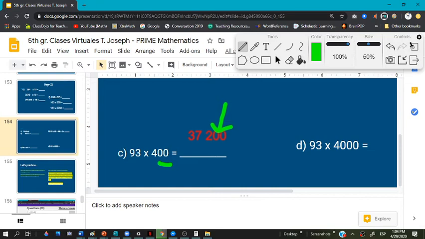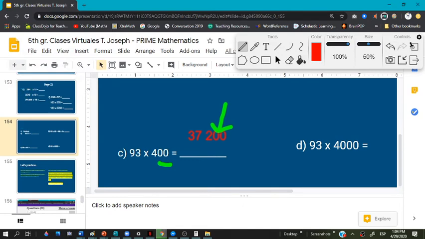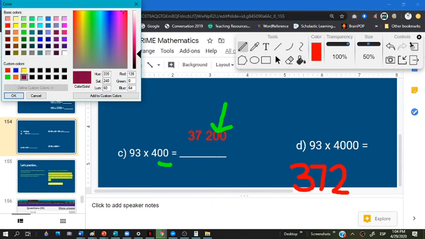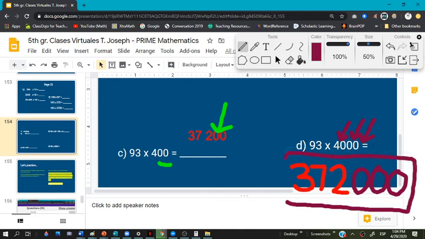93 times 4,000 has the same base number. What was our base number again? You should know that by now. We've done it 4 times. 3, 7, 2. How many zeros do we have in 4,000? Let's see. 1, 2, 3 zeros. So I'm going to add 3 zeros in my answer. 1, 2, 3. So my final answer, 93 times 4,000, gives you 372,000.